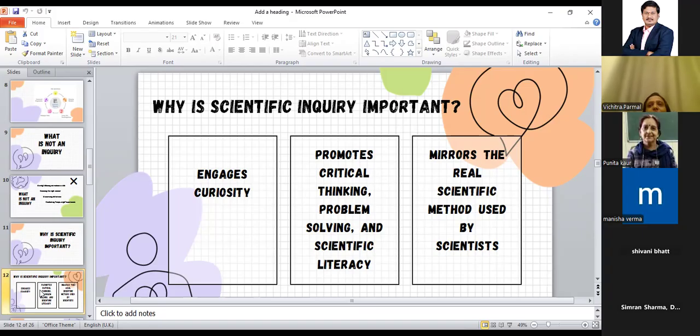And like Manisha said, bringing life to learning. This is real scientific context. They'll be able to connect with or mirror the real scientific method used by scientists. They'll understand this is what is happening in the research labs. This is what people are doing in the experimental labs and coming up with the solutions. So my common example with my students always in the science classes is COVID.